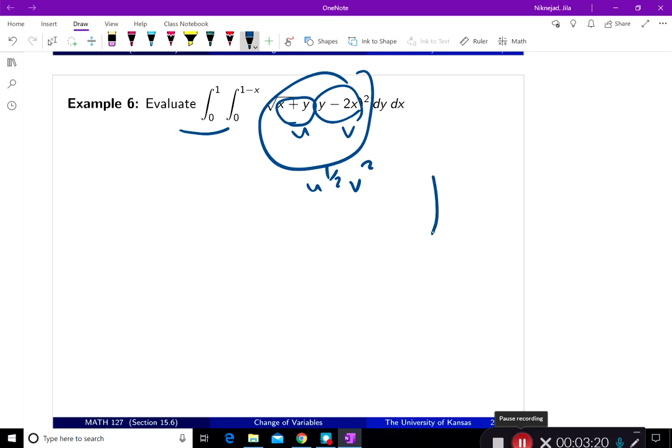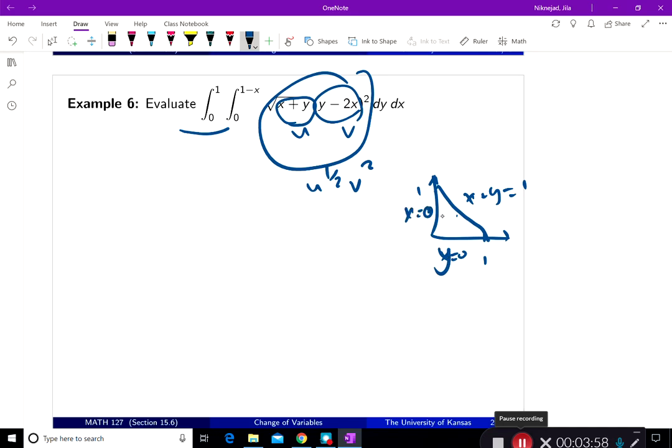But then look at the region R over here. It looks like x goes from 0 to 1, and then y runs from 0 to 1 minus x, which is right there. And so this is the region that we have right now. This side is x plus y equal to 1, or y equal to 1 minus x, that is this, and this side is x equal to 0, y equal to 0. This one is x equal to 0.